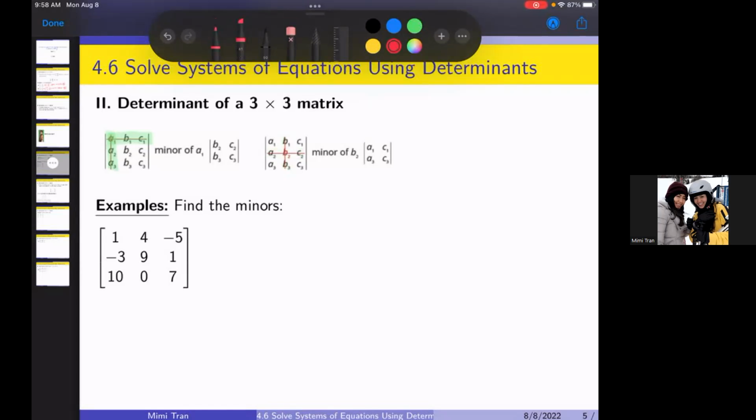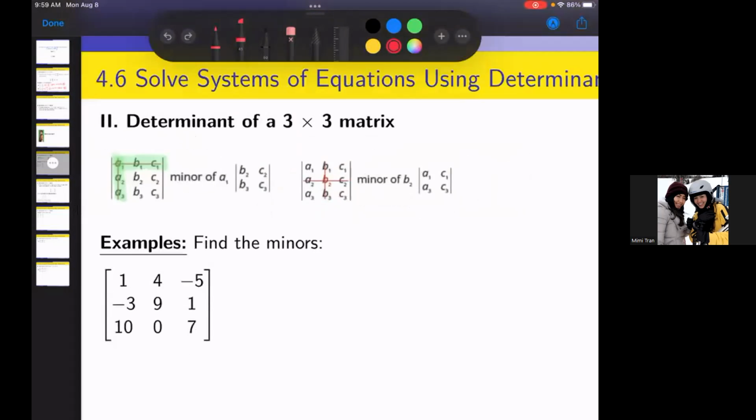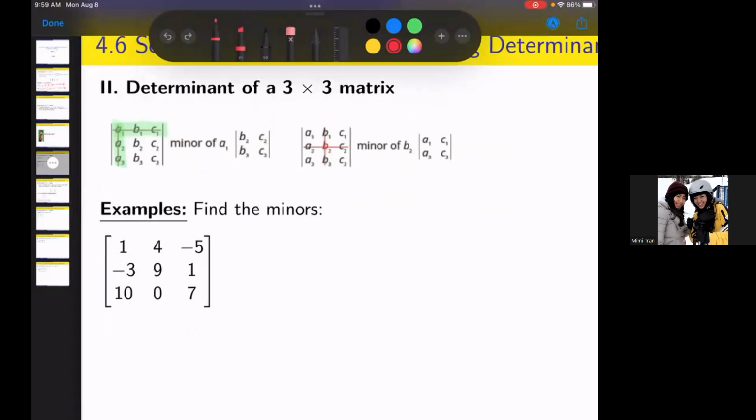Someone tell me, where do I cross out for A3? Yeah, cross out its column and its row, right? That's all it is. If you pick C1, then you cross out this column and that row, right? Very simple. And then that square right there, that's your minor.